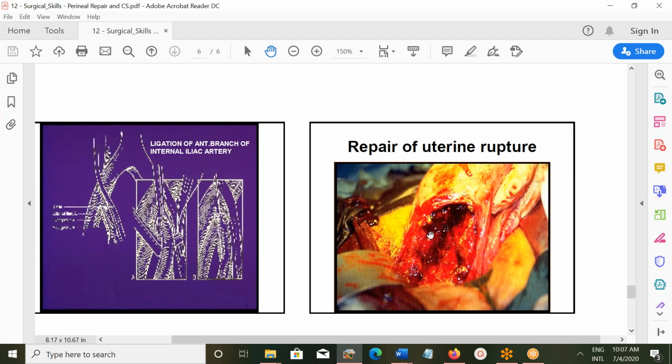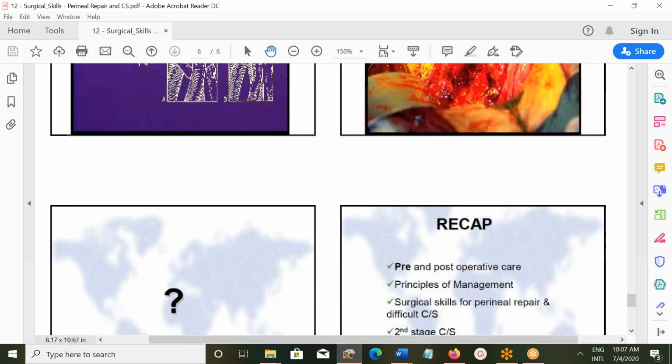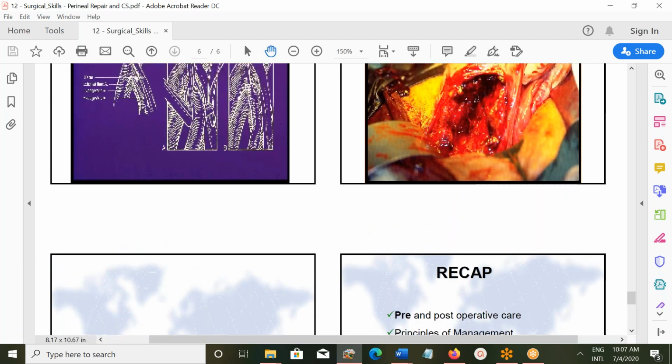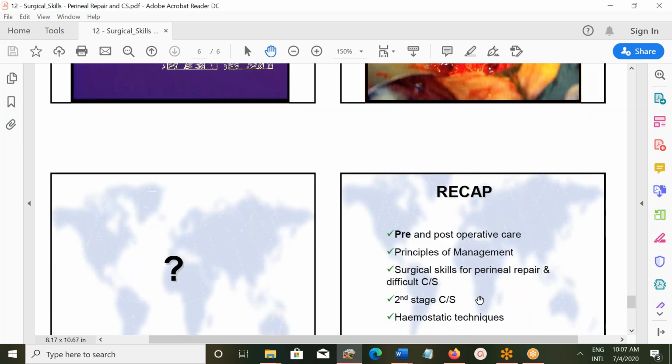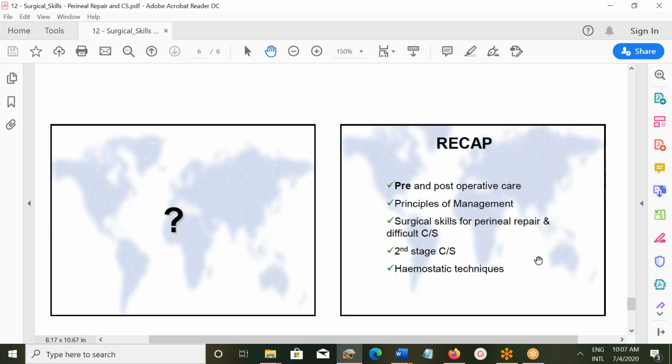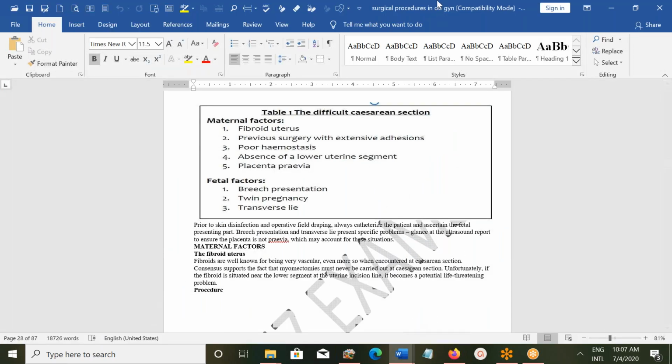This is a case of ruptured uterus. So how do we repair a ruptured uterus? Remove anything which is inside, identify the structures, identify the ureters, and then we can continue. We'll talk about these in a minute. Okay. So the second stage cesarean sections, they are more difficult. So you should know about the surgical skills to repair the perineum, and then second stage CS, and then the hemostatic techniques. Any questions so far?